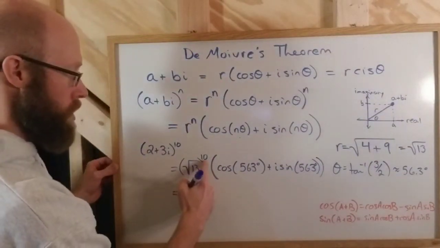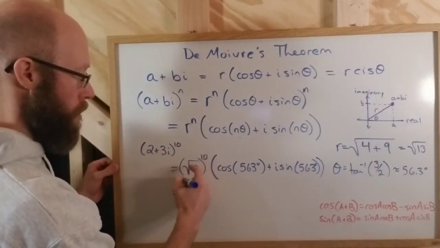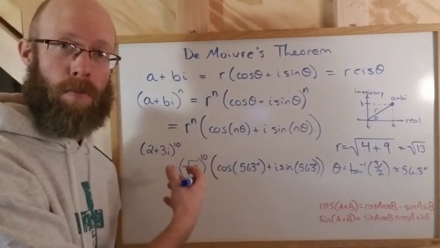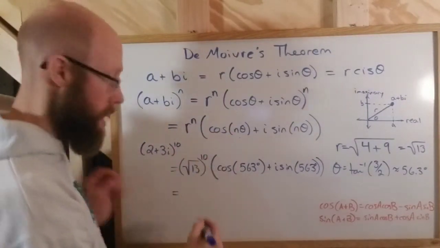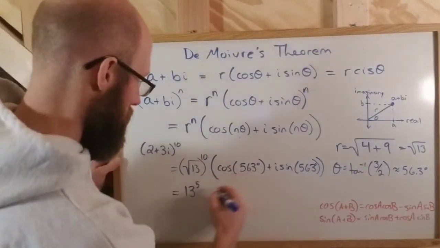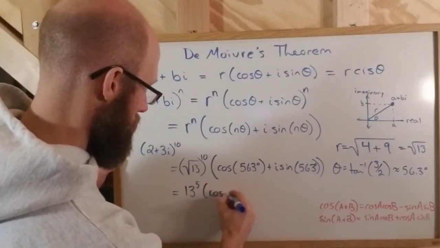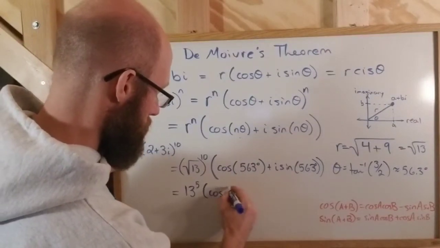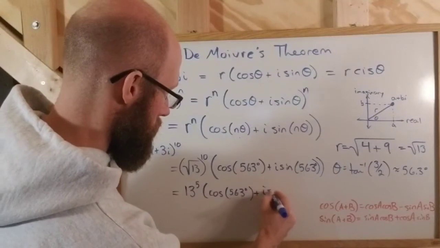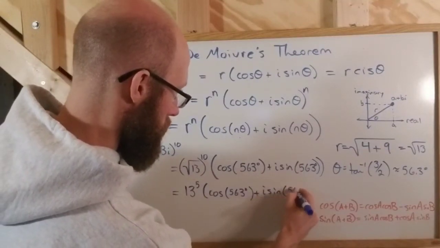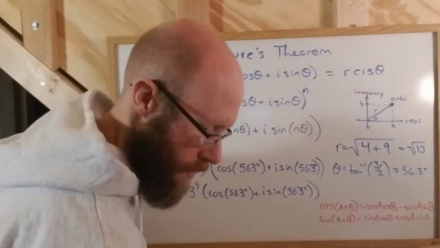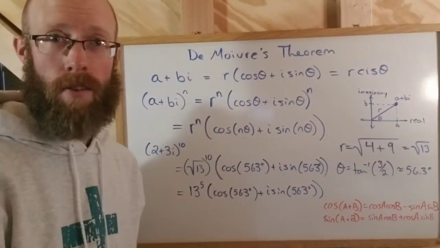The square root of 13 to the 10th, well, power to a power, right? The square root is a power of a half. Power to a power, you multiply the powers, so half times 10 is 5. So this is the same as 13 to the 5th power. Times that cosine and the sine. All right, and so then I just type that into the calculator and I'll get our values.